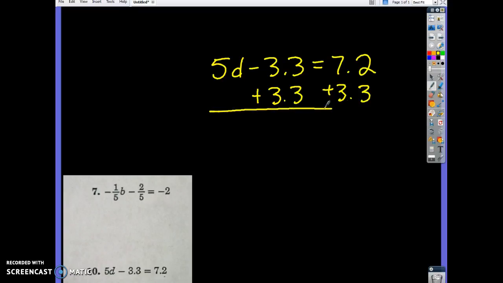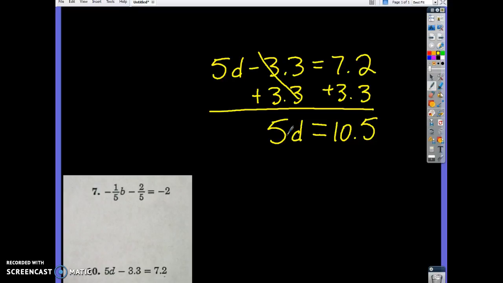In order to isolate my variable, the first thing I need to get rid of is this minus 3.3. Then I'm going to get rid of this 5 by dividing by 5. But let's begin here. These do cancel. I'm going to bring my equal sign straight down. All that's left on the left side of my equal sign is this 5d. 7.2 plus 3.3. I've got 5 here, 10 here, 10.5.